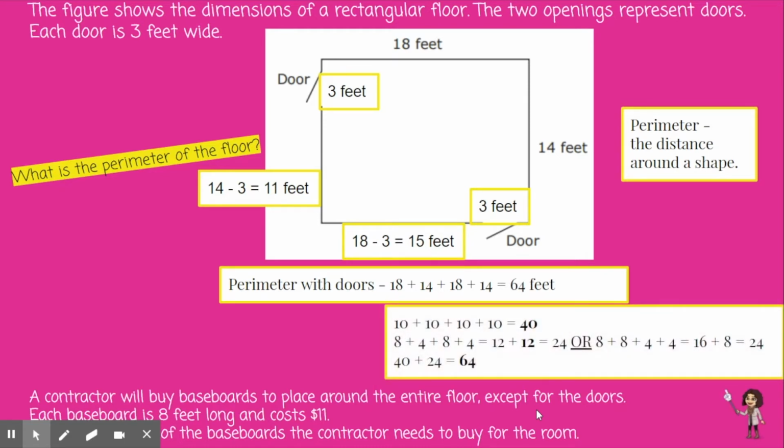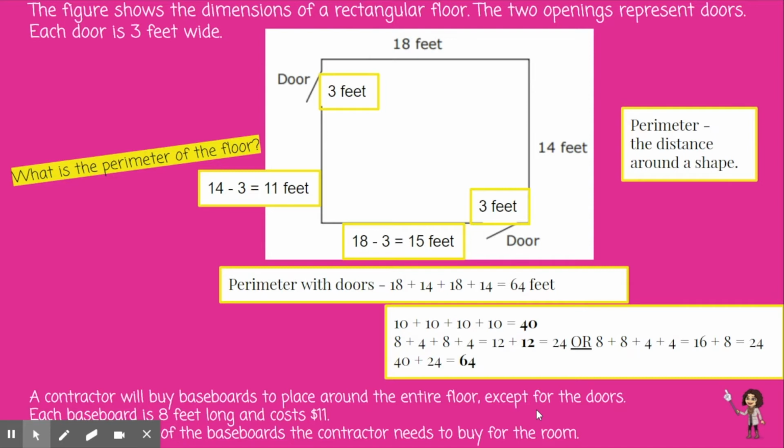Also with math, something wonderful about math is that there are many different ways to find the answer. So what we could have also done was add all the 10s values for all 4 sides, and then add all of the 1s for all 4 sides, and then bring those all together. So it could be 10 plus 10 plus 10 plus 10 equals 40, and then we could add 8 plus 4 plus 8 plus 4 is 12 plus 12 equals 24, and add those together. 40 plus 24 equals 64.